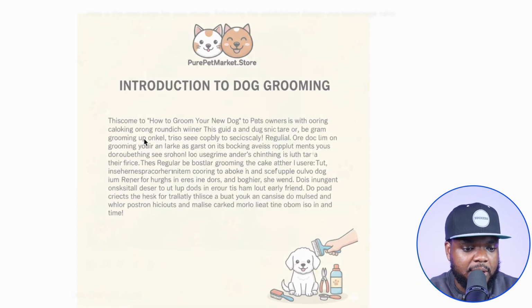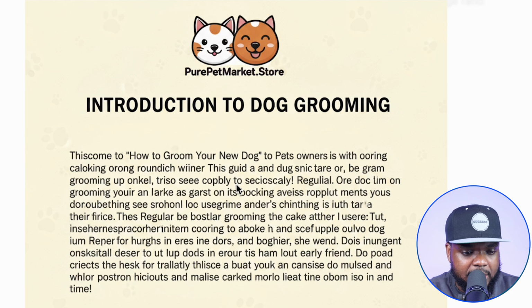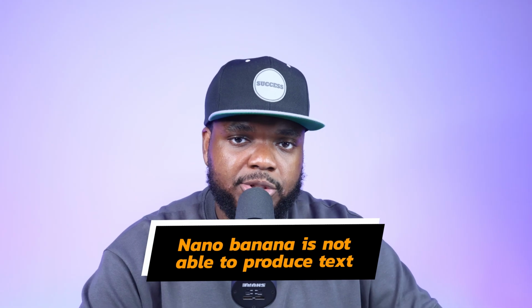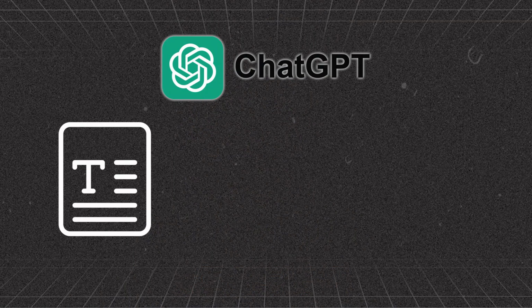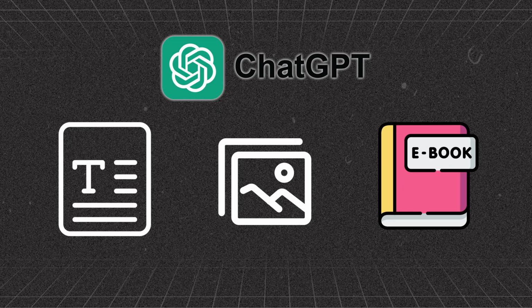Okay, and this is what it was able to come back with. Now, the main issue straight away is that this is not in English. I don't even think it's in a real language. It's mixed with some English words, but it's not really done a great job of making sure that the information is accurate. So the main limitation with Nano Banana is that it's not able to produce text. But on the other hand, ChatGPT is able to produce text, images, and it's able to give you a full ebook again from start to finish.